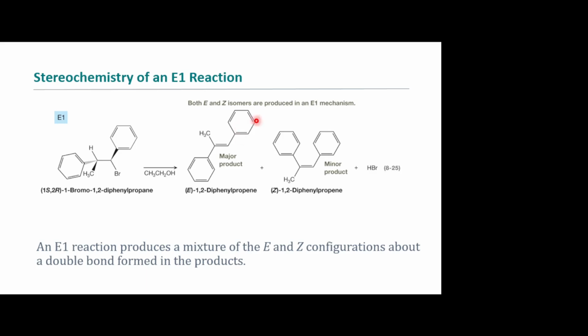Okay? So in this case right here, we have the E, and that puts these large, higher priority groups on opposite sides of the double bond, right? And so this is going to be lower energy. This one right here is your minor product, and that's going to be where you have the large groups on the same side, because that's going to give you a lot more steric hindrance, right?